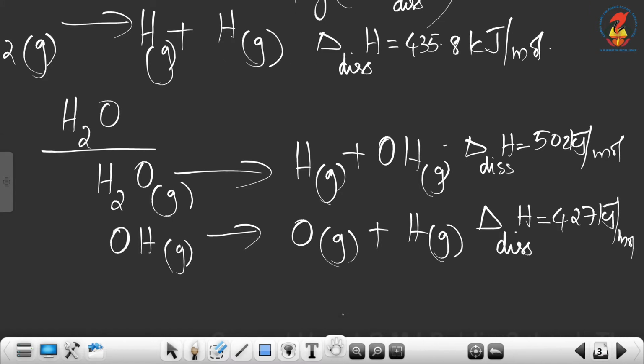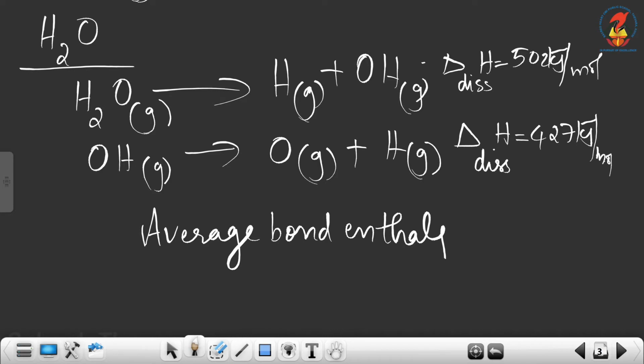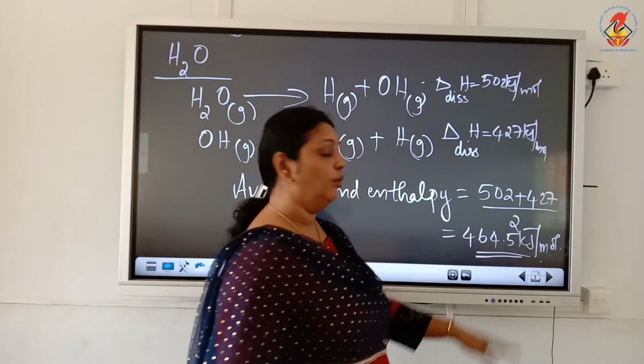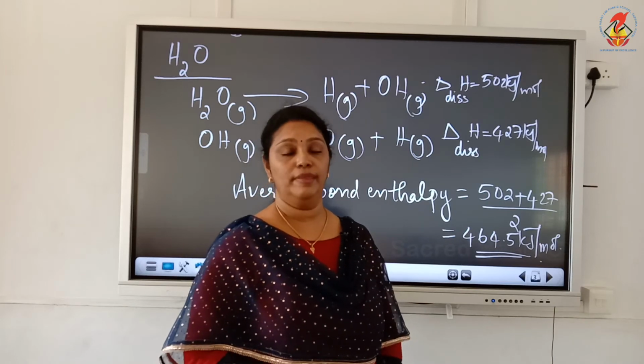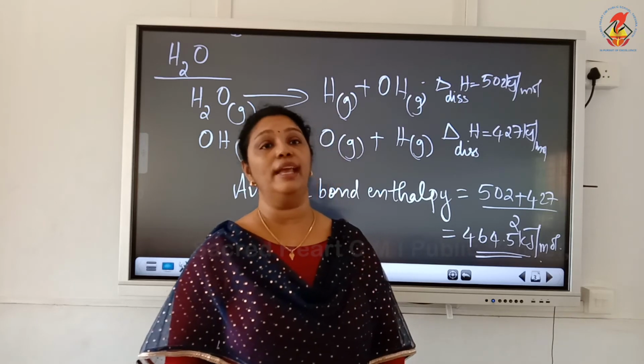Now tell me, what is the bond enthalpy or bond dissociation enthalpy of the water molecule? It will be the average bond enthalpy, which is equal to (502 plus 427) divided by 2, which is equal to 464.5 kilojoule per mole. So, this is the bond dissociation enthalpy of the water molecule. Since it's a polyatomic molecule, we have to consider the average bond dissociation enthalpy.